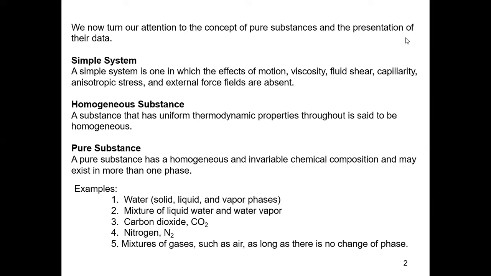Homogeneous substance, a substance that has uniform thermodynamic properties throughout, is said to be homogeneous. A pure substance has a homogeneous and invariable chemical composition and may exist in more than one phase. Invariable means it's not going to change. Example, water, three phases of water: solid, liquid, and vapor. Mixture of liquid water and water vapor. Carbon dioxide, nitrogen, mixtures of gases such as air, as long as there is no change of phase.